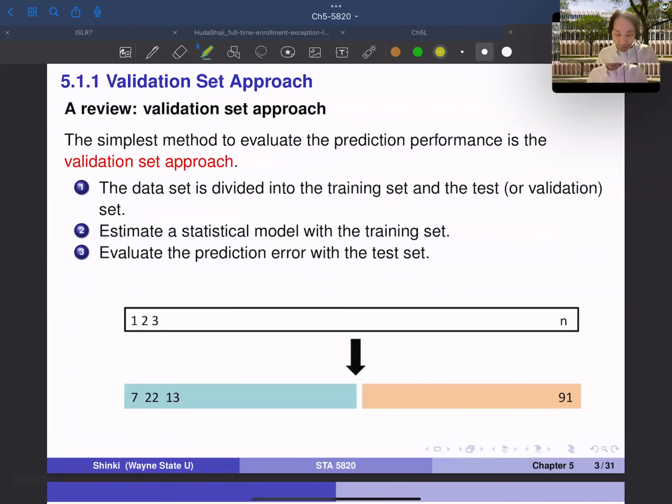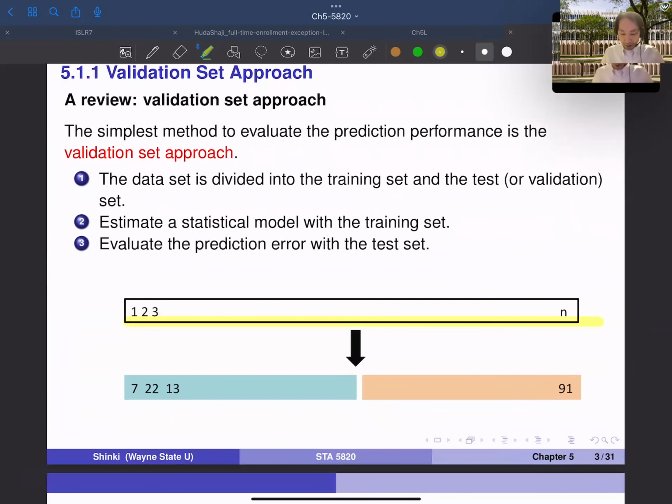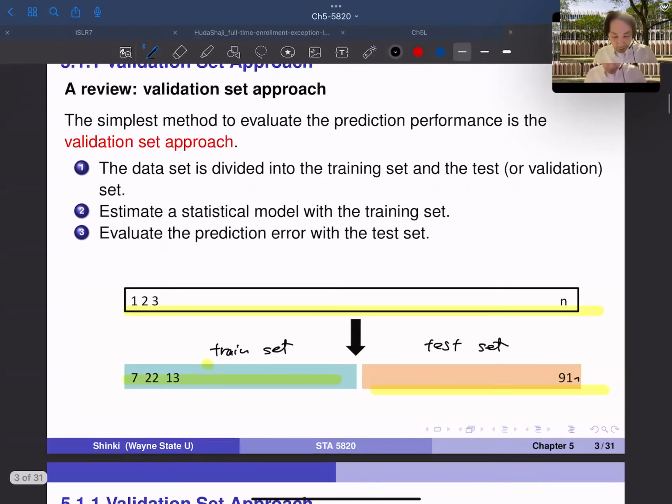And at first, before we do the resampling approach, we review our validation set approach. That is basically that we split the original data into two sets. The blue one is the training set, and the orange one is the test set. We use the training set to fit the linear model, for example, then we test the prediction performance with the test set. So that is the approach.